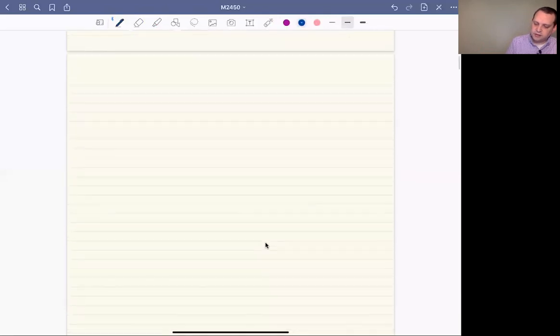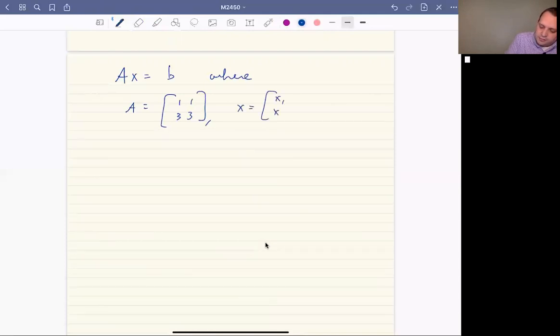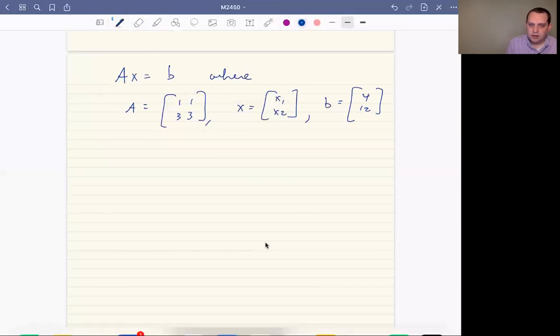On the other hand, let's think about if we have Ax equals b, where A is going to be 1, 1, 3, 3. X is going to be our variable matrix just like before, and B is going to be, let's say, 4, 12. Okay, so let's check what's going to happen here. Again, the determinant is 0. You can just check that the determinant is 0, so A inverse does not exist.